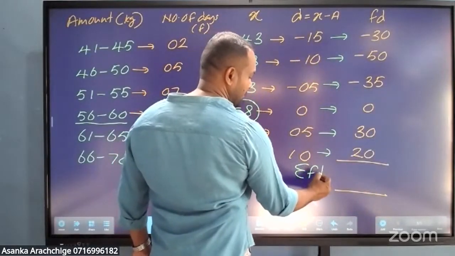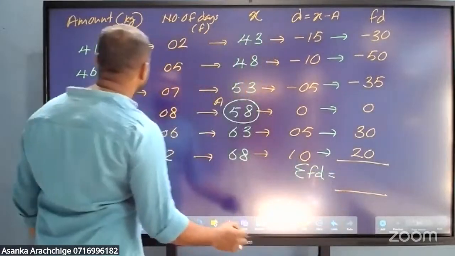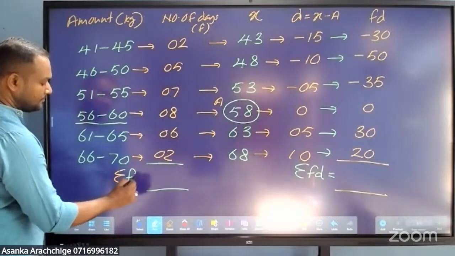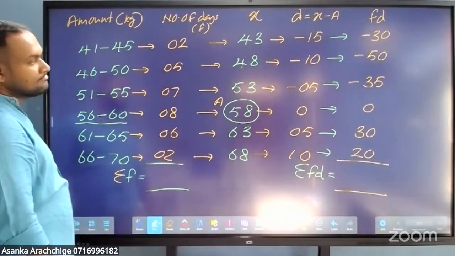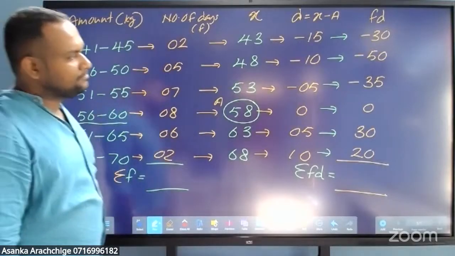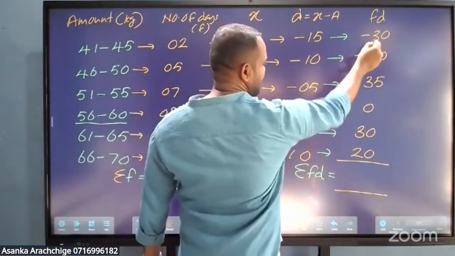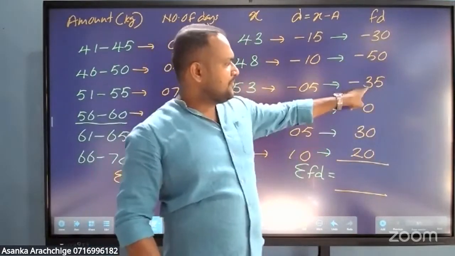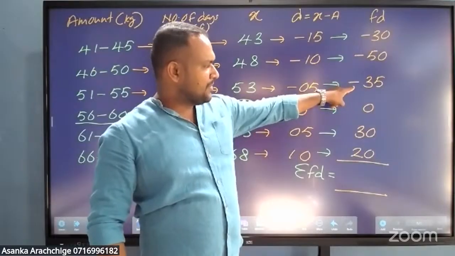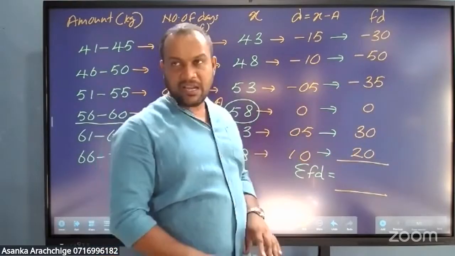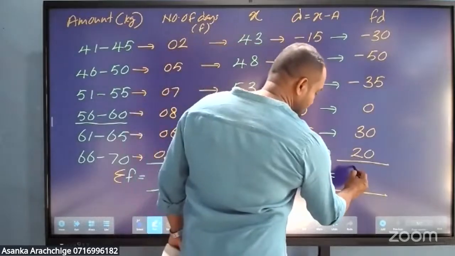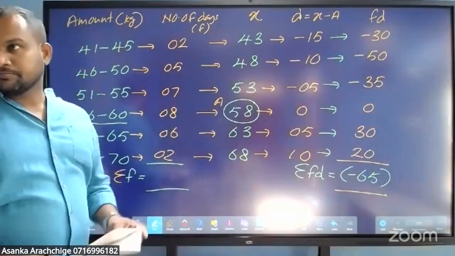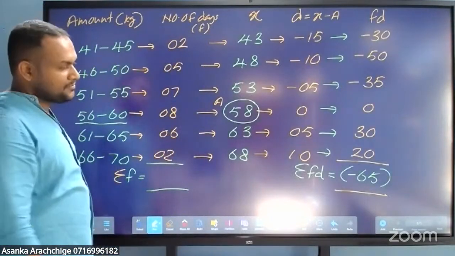Sigma fd and sigma f. These are what we need. Sigma fd: minus 30 plus 30 can be cancelled. Minus 50 minus 35 is minus 85, plus 20 is minus 65. This is minus 65. Am I correct? Minus 65.